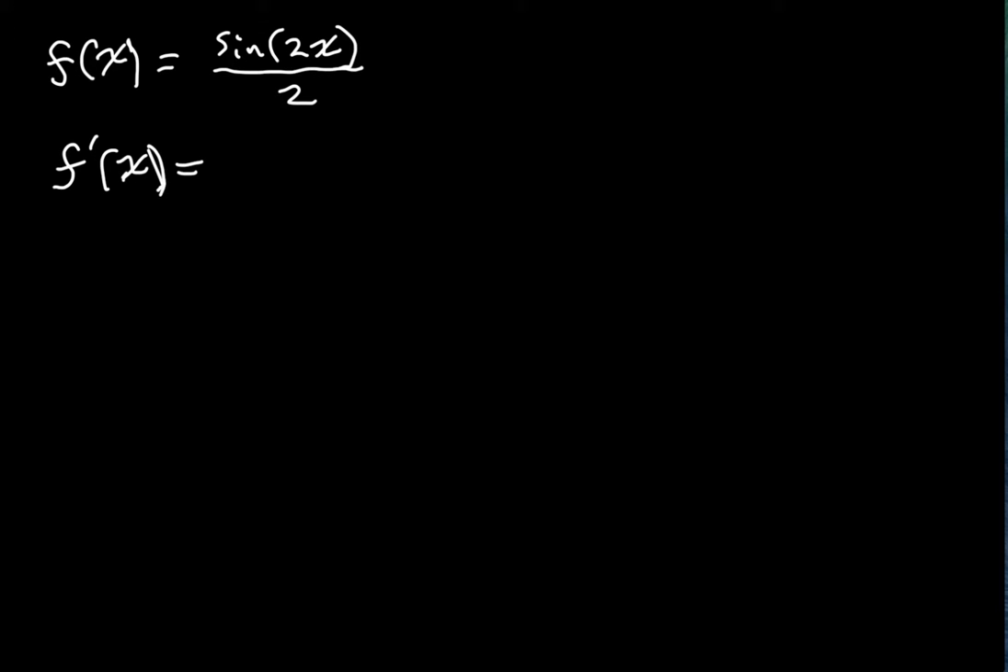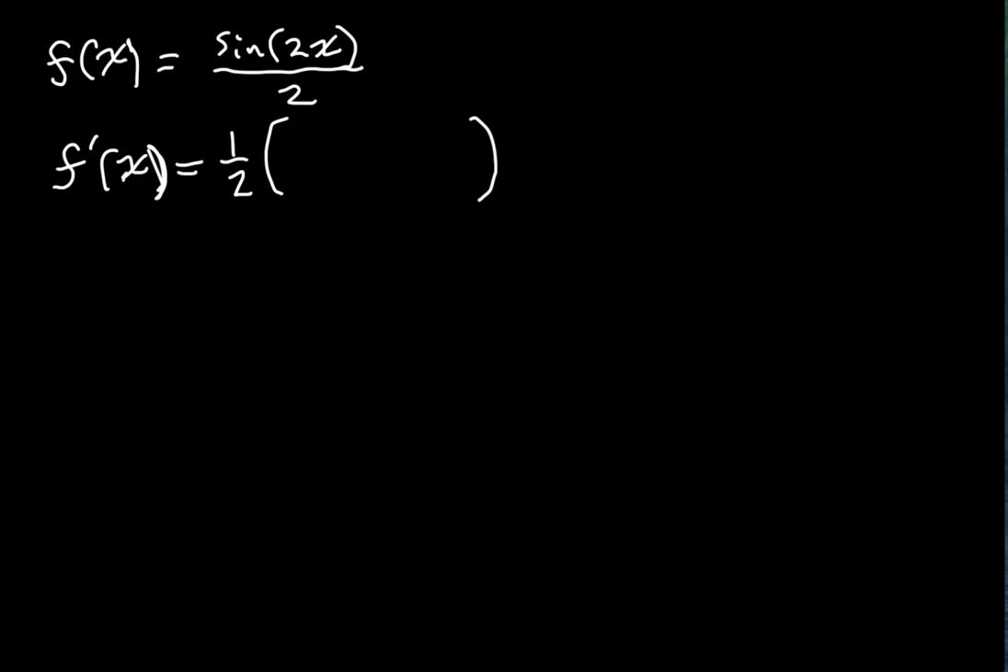For some reason the pen is not giving me quite what I want, but we need to find f prime of x. So what would we do? Well, I'm just going to pull out the 1/2 right away. It's going to be 1/2 times something, because that 1/2 is just a coefficient, that divided by 2. So that's going to be multiplied by whatever our actual derivative is.